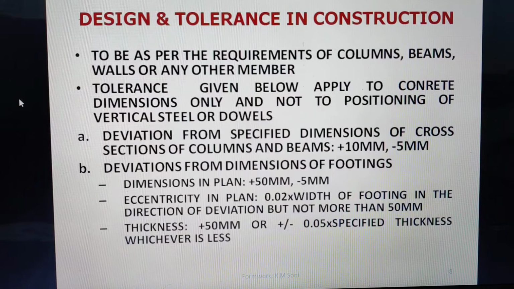If we talk about design and tolerance in construction, it is to be as per requirement of columns, beams, walls, or any other members wherever it is used. Tolerances are given in IS codes and CPWD specifications, and they are applied to concrete dimensions and not to positioning of vertical steel or dowels. They are given as deviations from specified dimension of cross section of columns and beams as plus 10 mm or minus 5 mm, and for foundation or footings it is more, as given here.